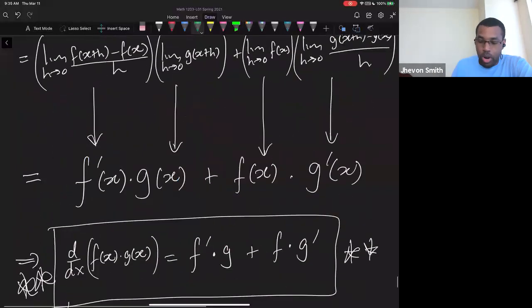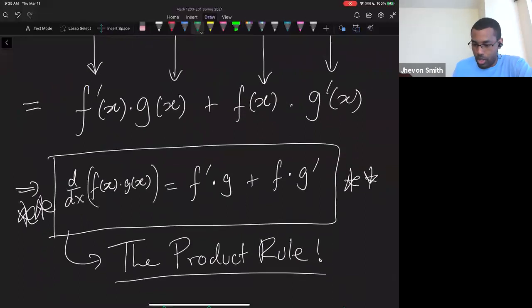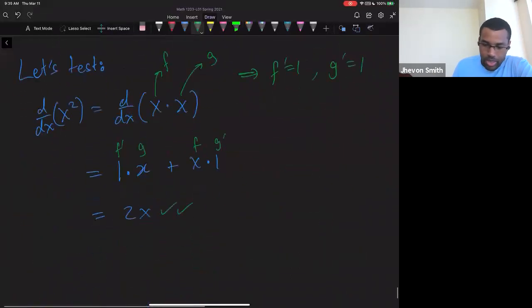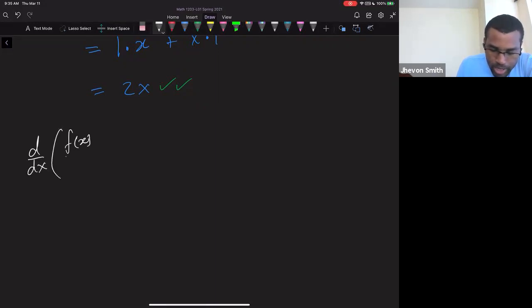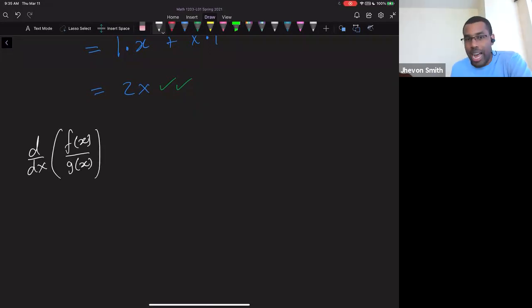So that's how you differentiate products. It's called the product rule. Super important, muy importante. Okay, moving on. What about divisions? Now it turns out because we went through all this trouble for the product rule, division is actually going to be a lot easier, because the thing is, I can rewrite a division as a product.